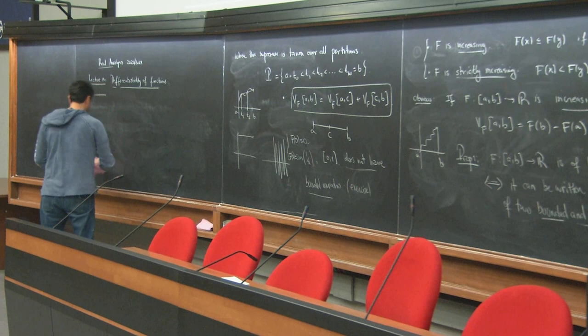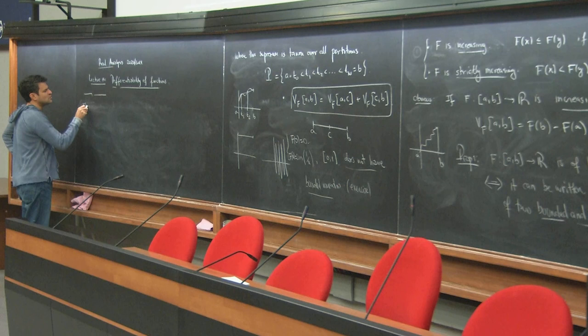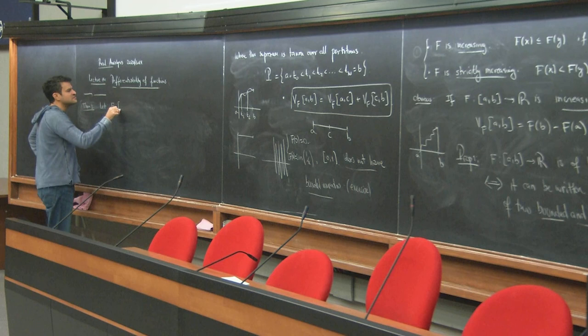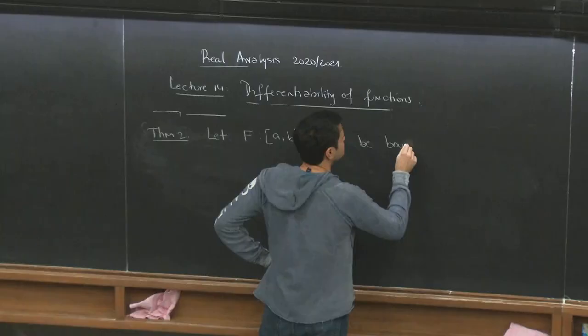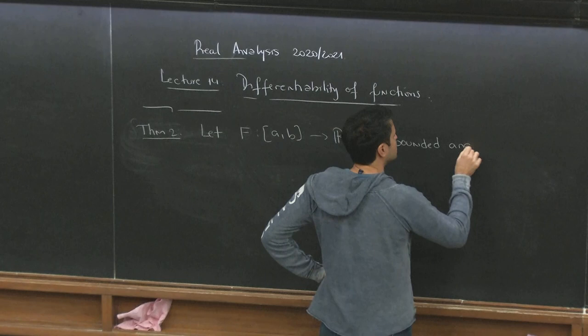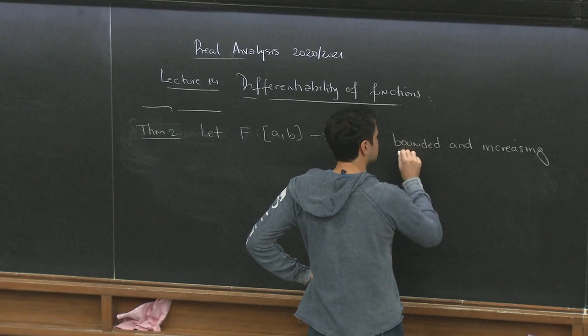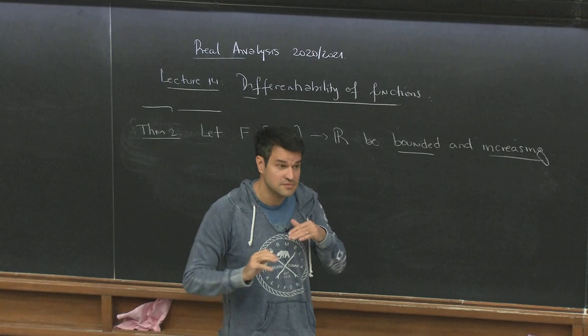Theorem 1. Oh, we already had proposition 1, so let me call this theorem 2. Let f from [a, b] to R be bounded and increasing. And I emphasize that I'm not saying my function is continuous, okay? It's just a bounded and increasing function. It could have jumps, it's no problem.